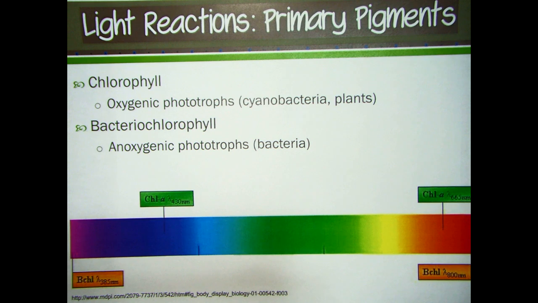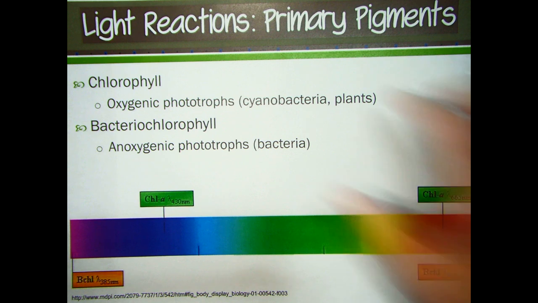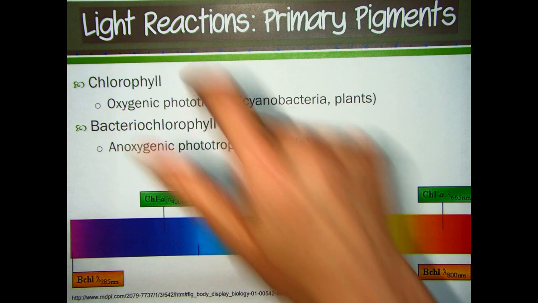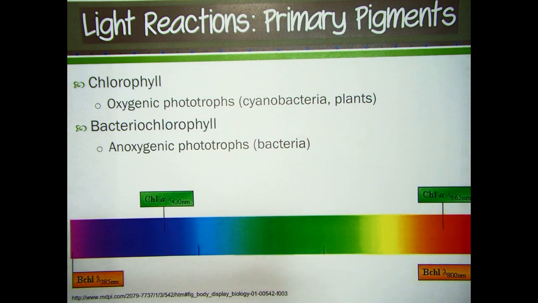Okay, primary pigments. Do you guys remember when we talked about primary and secondary metabolites and how primary metabolites were the ones that were required to be alive? If you are a cell, you do this metabolic process and you need these primary metabolites. But secondary metabolites are really helpful and could give you different advantages. This is kind of like that. Primary pigments are chlorophyll and bacteriochlorophyll. If you are photosynthetic, you must have one of these two pigments. These look vaguely greenish.